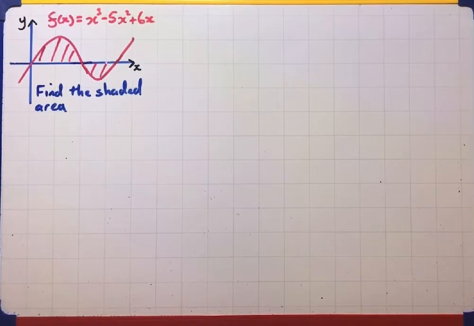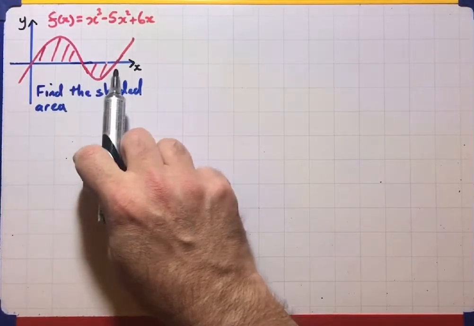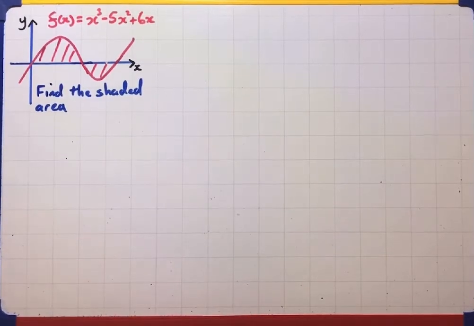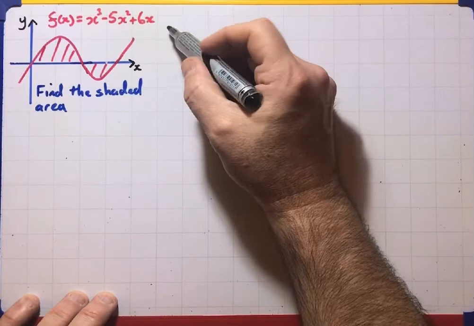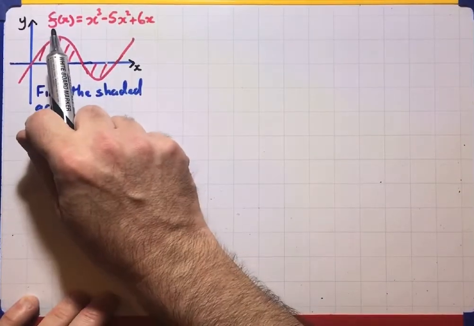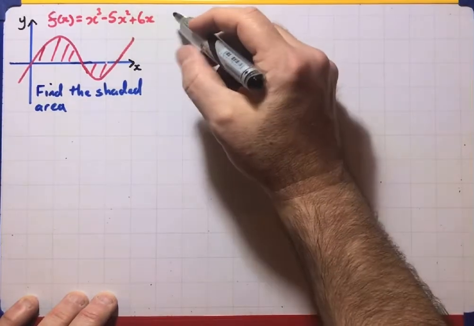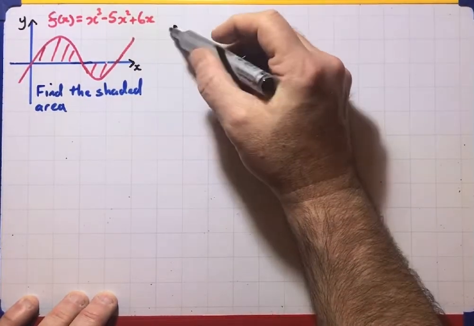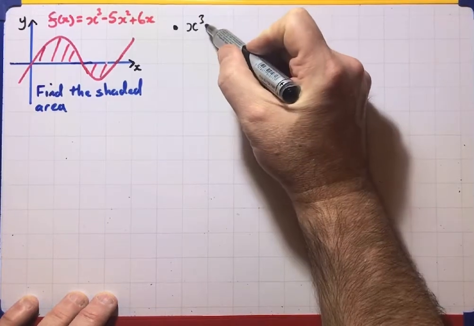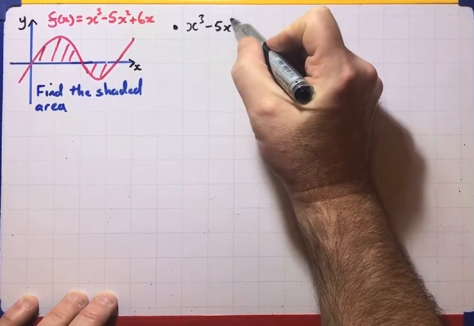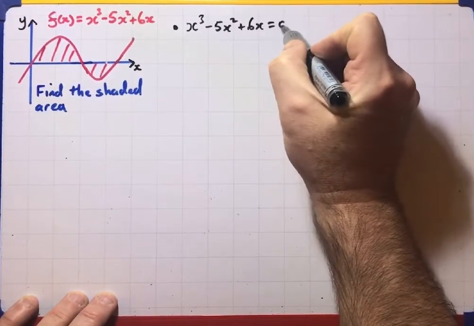Okay, let's look at our second example here. In this one, you'll see they haven't told us where it crosses the x-axis. So that's the first thing we're going to have to do, is work that out. Remember how we do that? We put this function equal to 0 and factorize it. So let's do that. So what we've got first of all is x cubed minus 5x squared plus 6x equals 0.